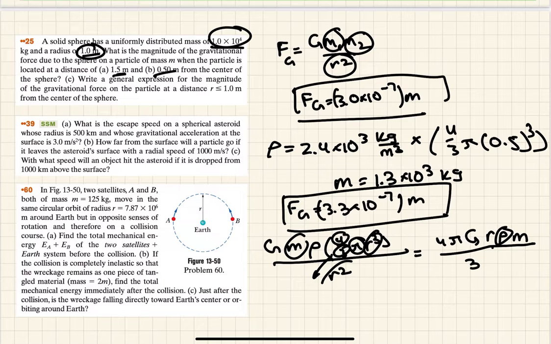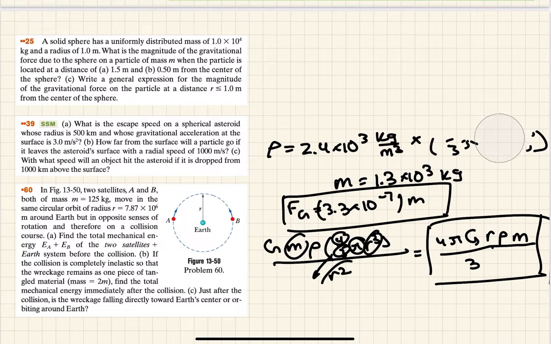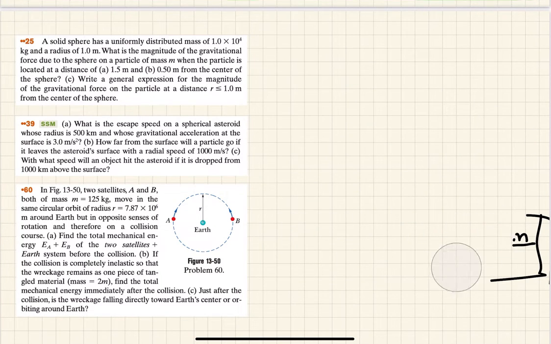Now we can solve for g, and we can simplify this into one constant and just have something in terms of the variables r and m, but this should also work. All right, that was number 25 there. Number 39.